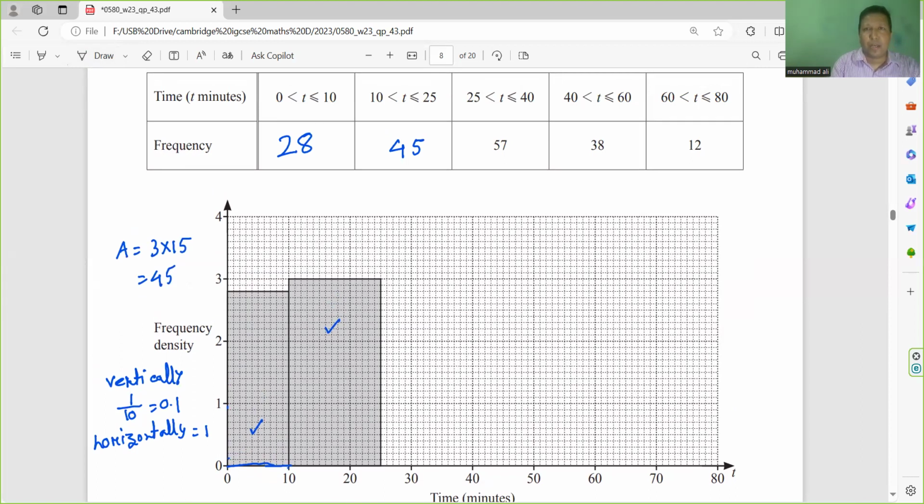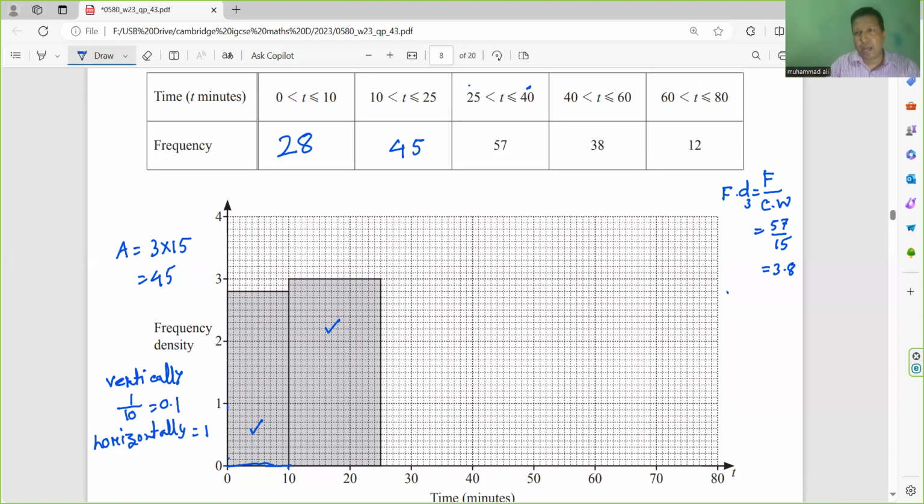Now we have to draw the histogram. We know the frequency density formula: frequency density equals frequency divided by class width. For the third one, the class width is 40 minus 25, which is 15, and the frequency is 57. So it is 3.8.